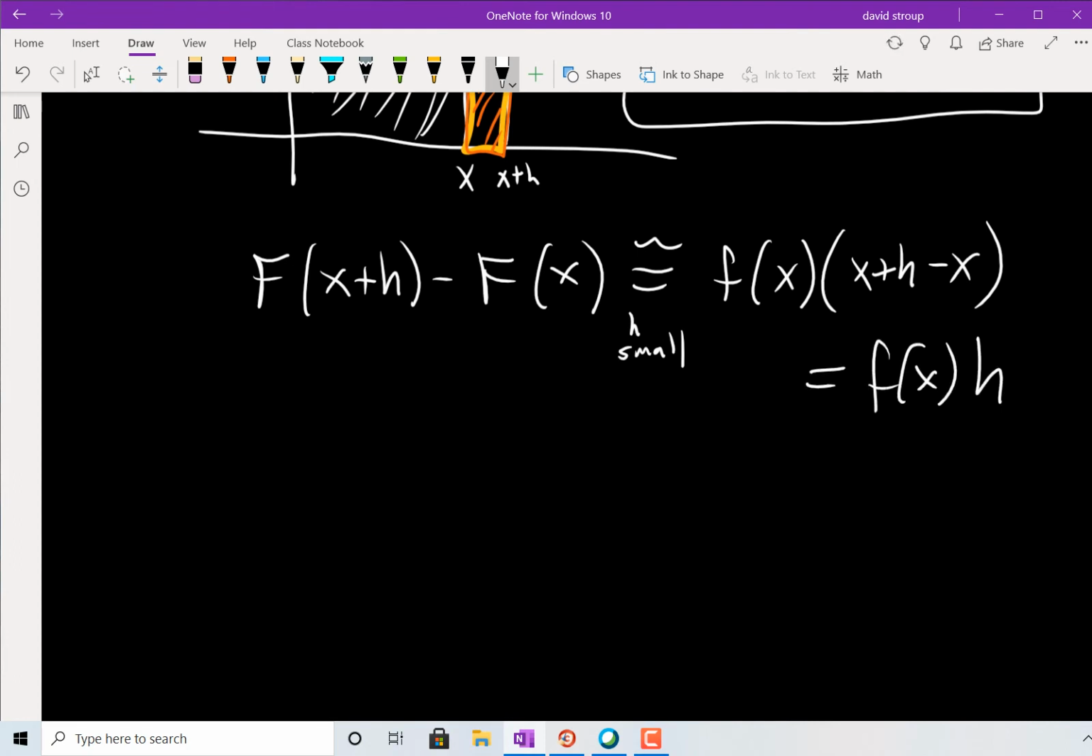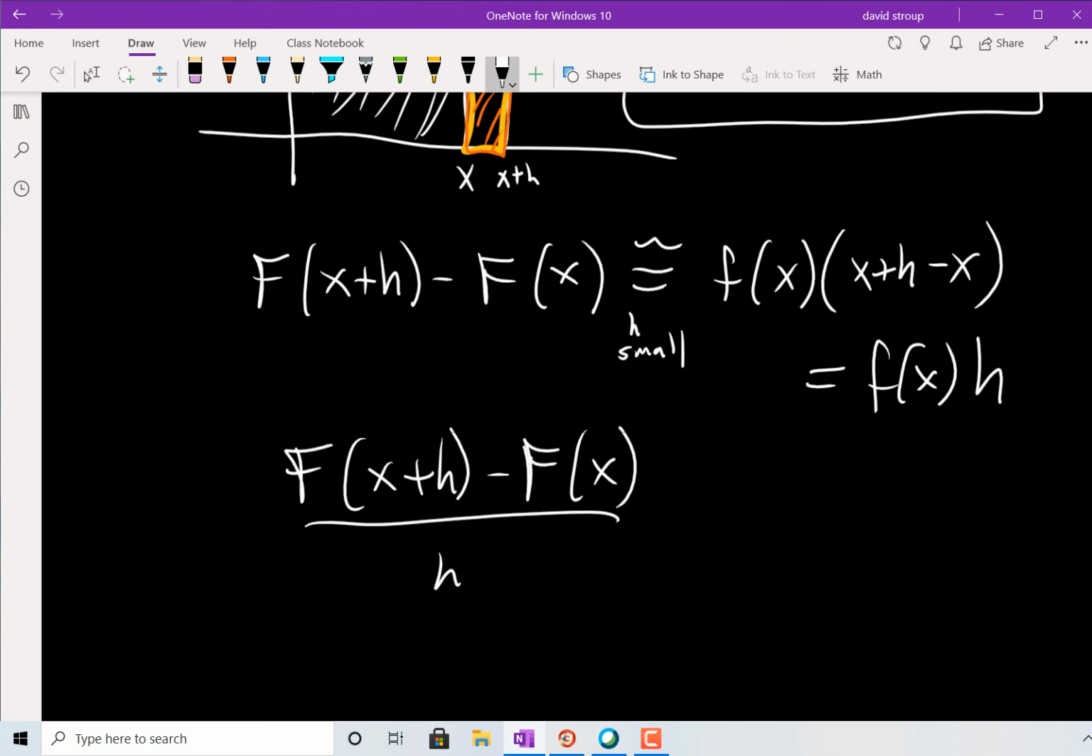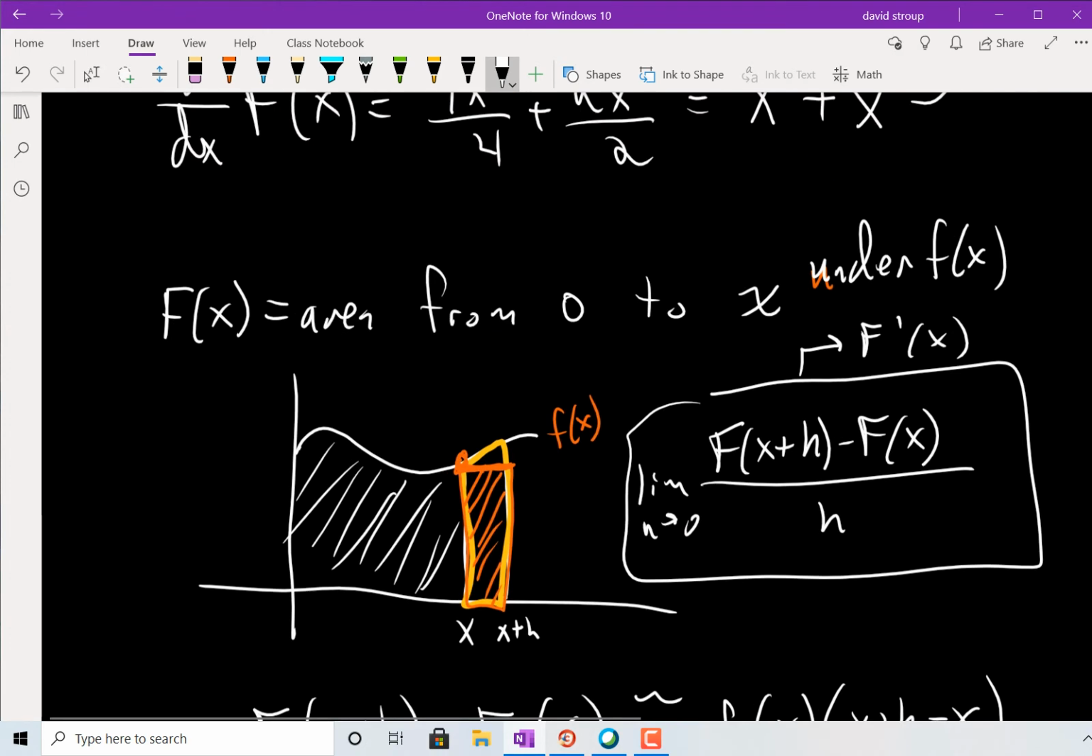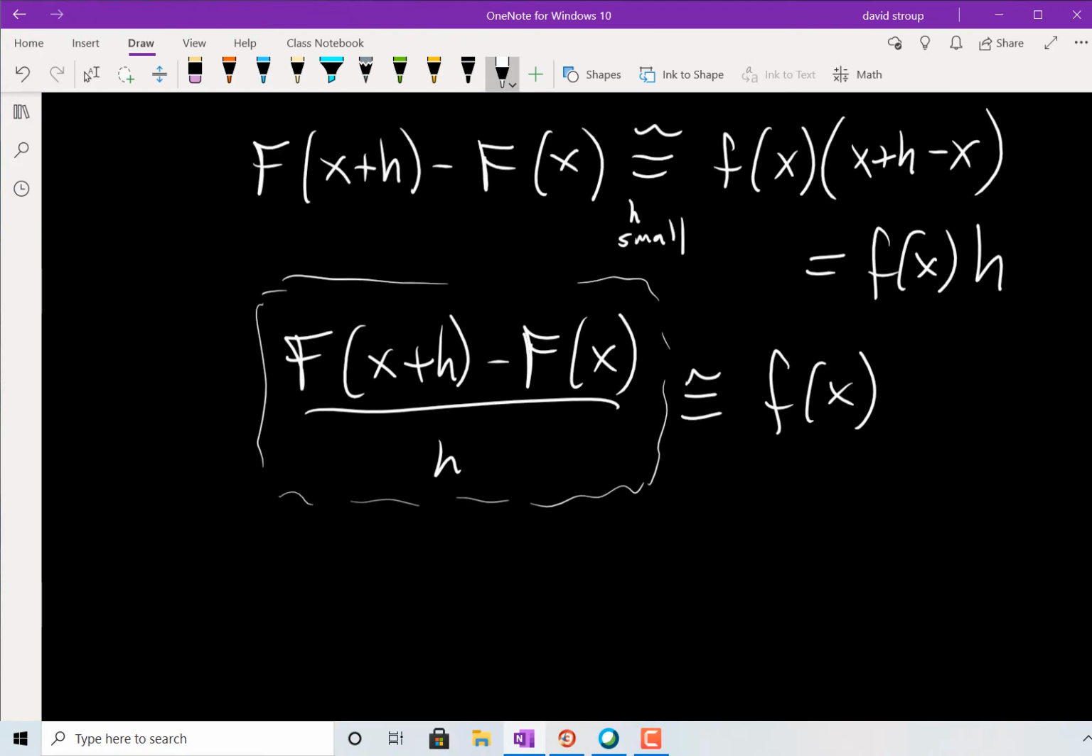And if you divide both sides by h, what do you get? Well, you get F of x plus h minus F of x, all over h, is approximately f of x. And what do you have on that other side there? That's our derivative, the difference quotient. In other words, the derivative of this area function is equal to this little f of x.